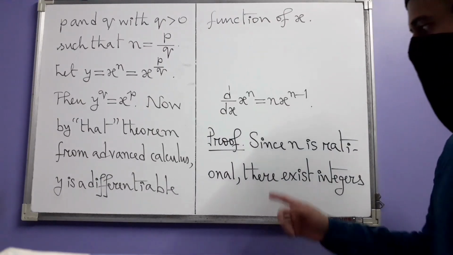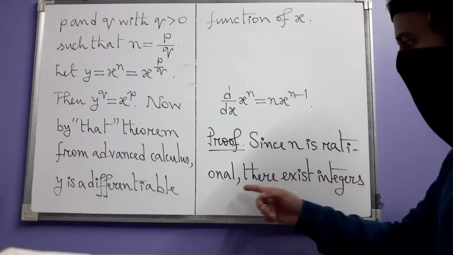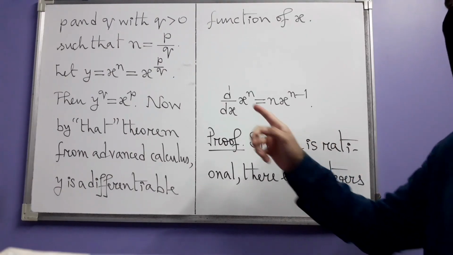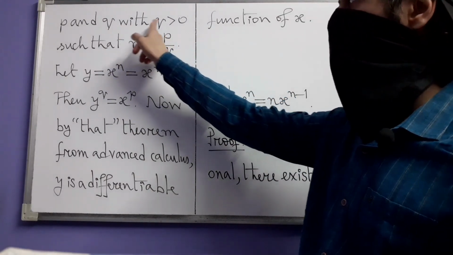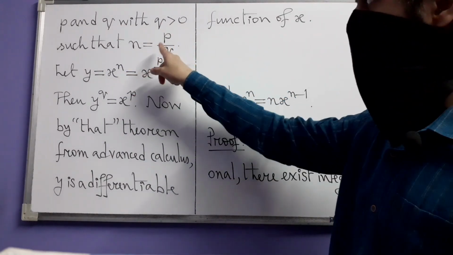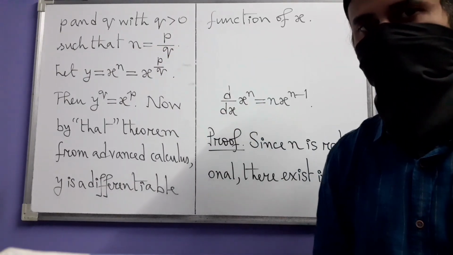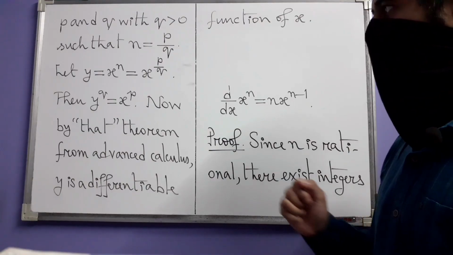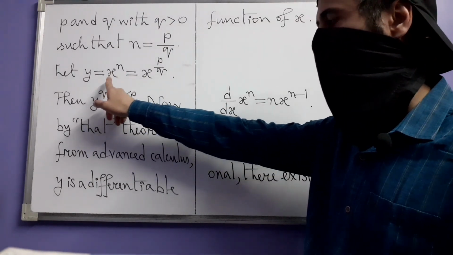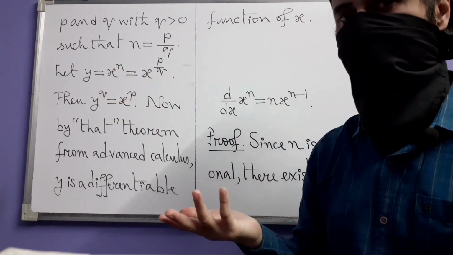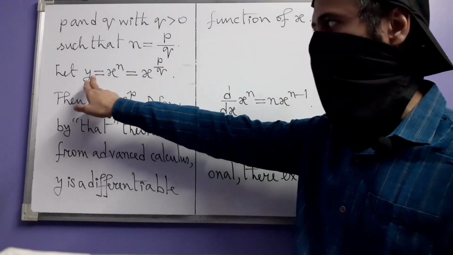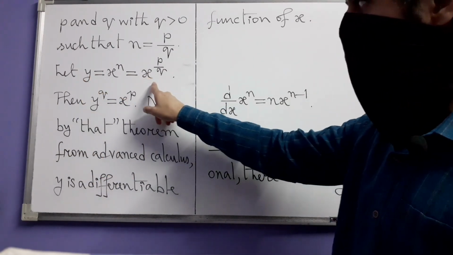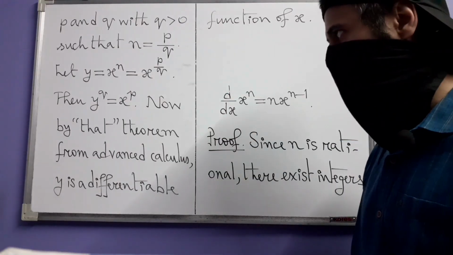So we start the proof with the fact that n is a rational number. Since n is rational, there exist integers p and q with q greater than 0 such that n is equal to p divided by q, because this is the definition of a rational number. And now we name the function also. The function of course is x to the power n. We give a name to the dependent variable, say y. Then that is equal to x to the power p divided by q.